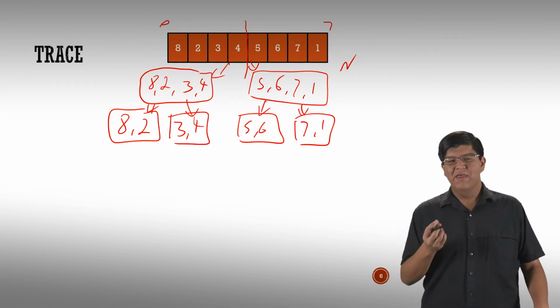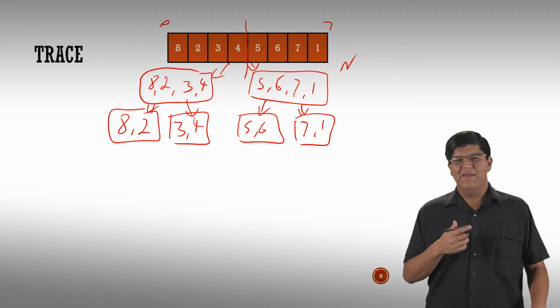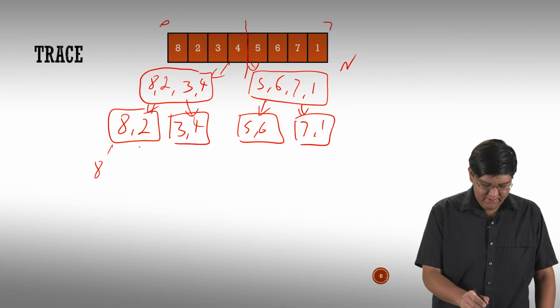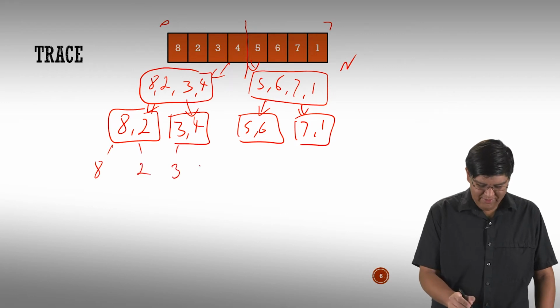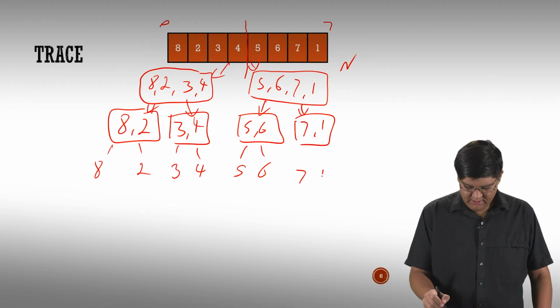Before I can do that merge step, the merge step is the last part of the call of the algorithm. But I can't really get there until I'm done sorting everything, and these are still unsorted. So I need to break these down again. I'll break these down, and probably I'll stop drawing my boxes because it'll be a lot of boxes now. Okay, 5, 6, 7, 1.